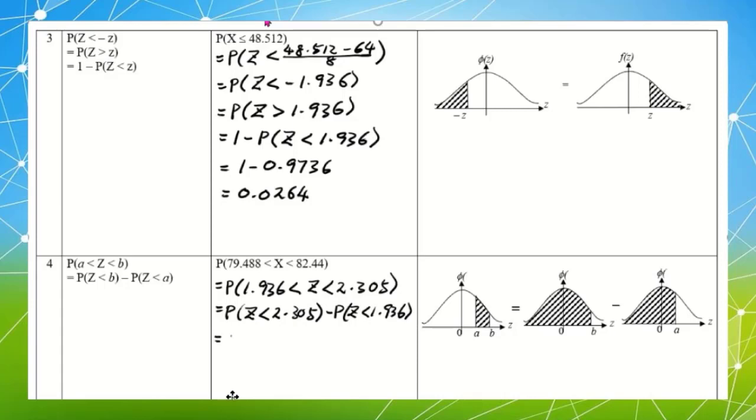When I check the table, the probability z less than 2.305 is 0.9894. Probability z less than 1.936 is 0.9736. So when I minus, now I get the answer that is 0.0158.